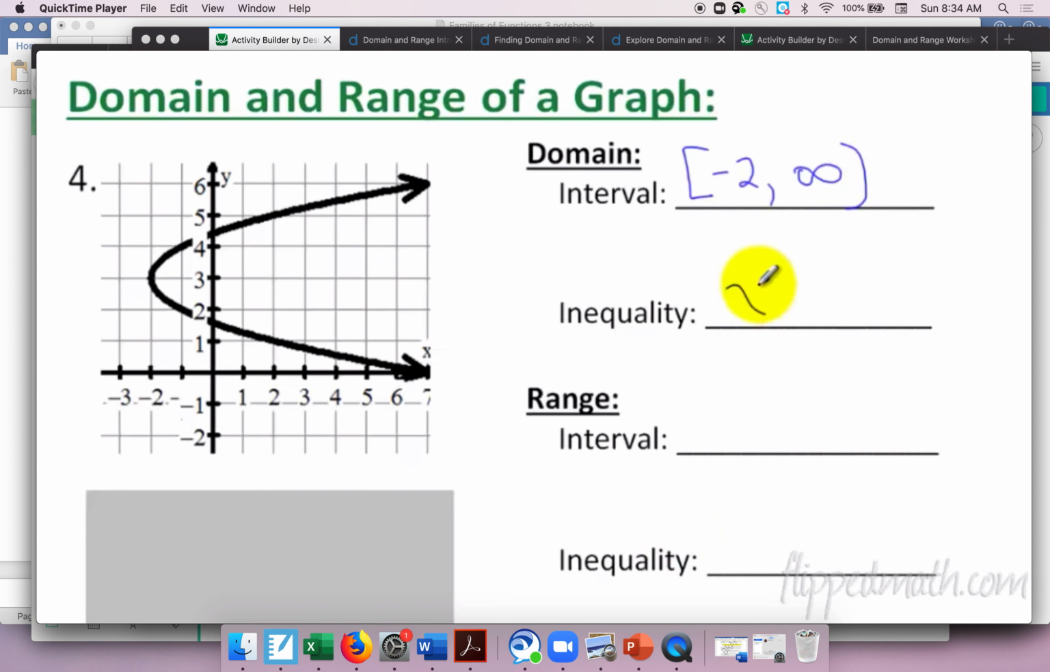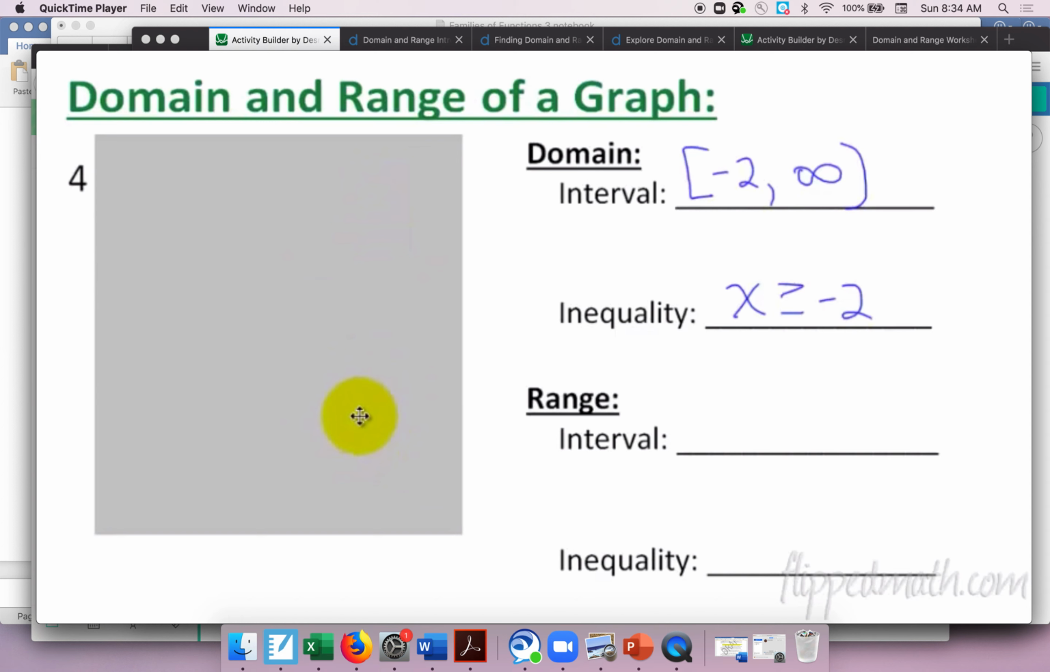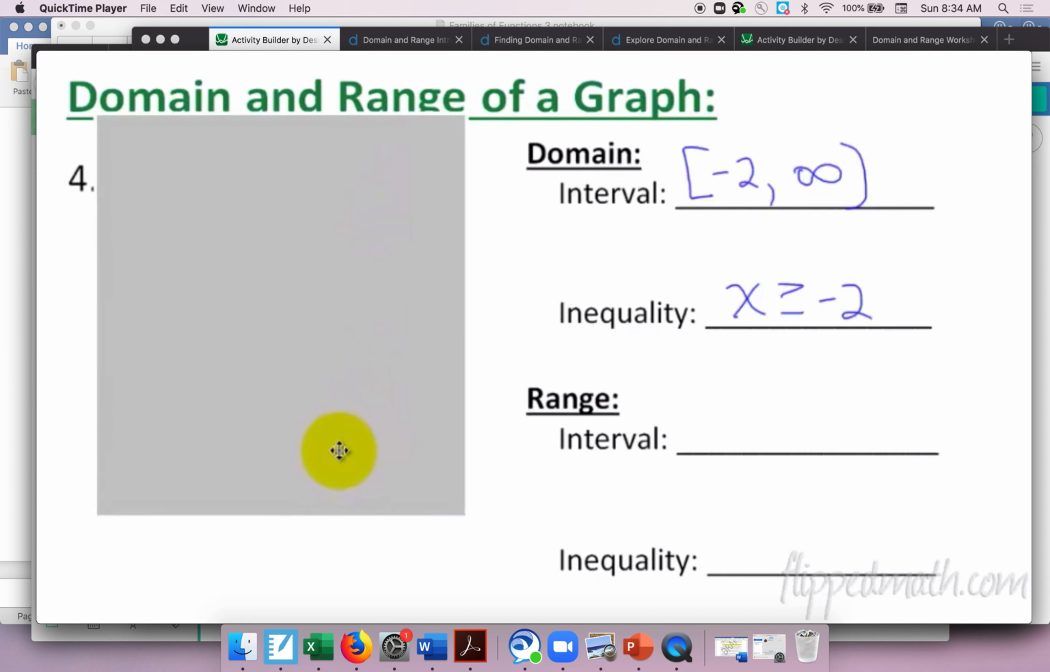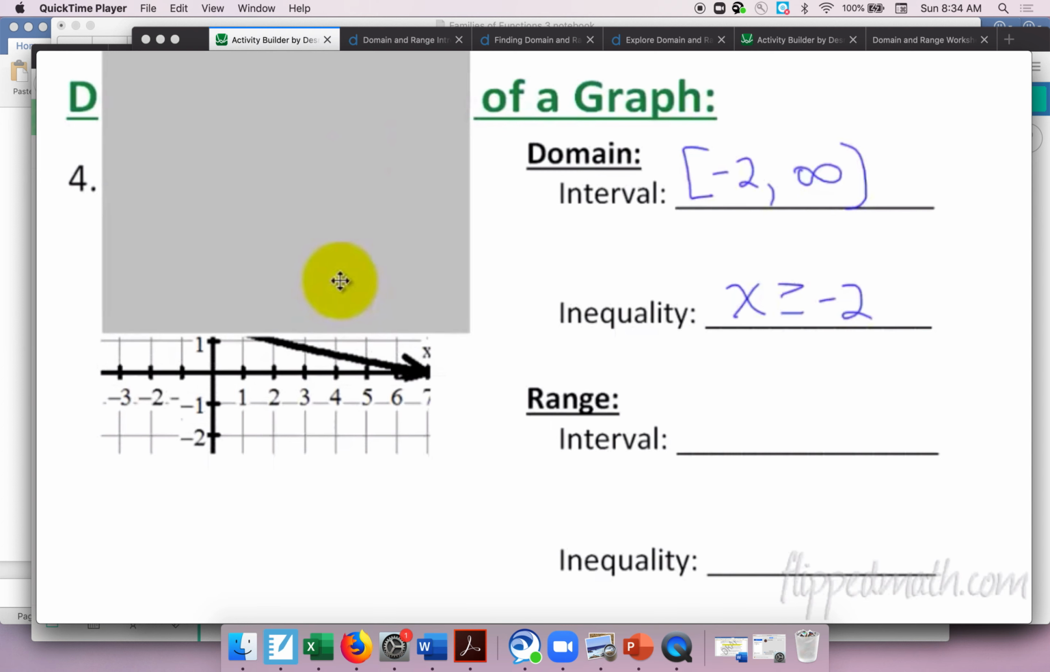This one again is all of the x values that are greater than or equal to -2, just like the last problem we did. All right, range. Now we cover it up again, with your hand or another piece of paper, and we're going to slowly reveal from the smallest range value, which would be on the bottom.